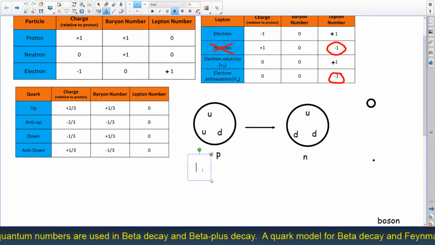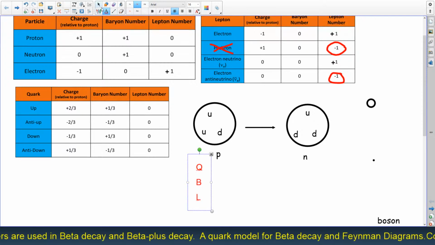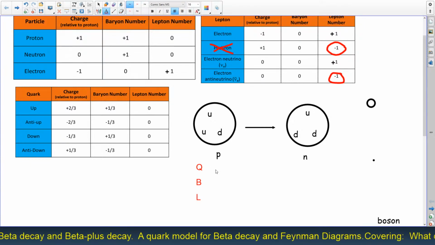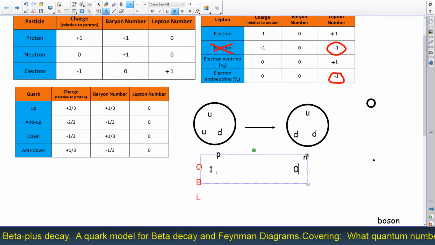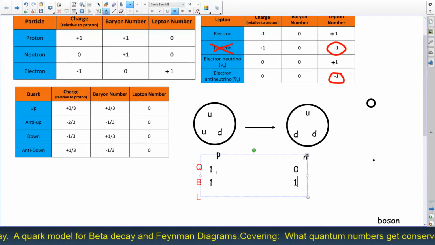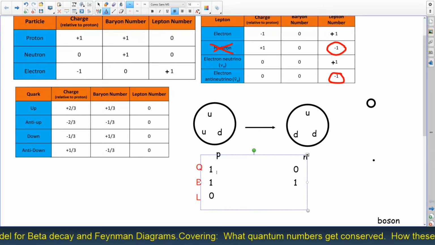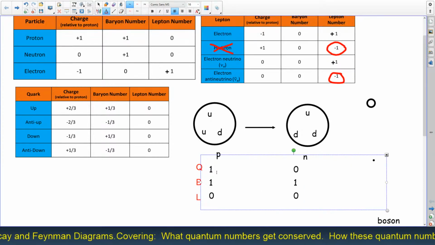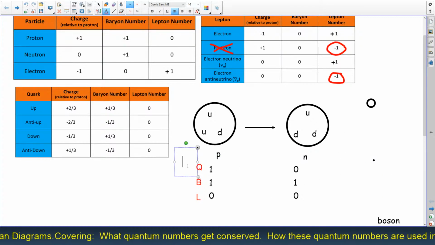And this will be our last thing. So Q, B, and L are what we want here. Our charge on our proton is, of course, +1, and our charge on our neutron is 0. So that's a problem. Baryon number is 1, and our neutron is 1. That's fine. Lepton number is 0, 0, and then the unknown particles. Okay, so our biggest problem here is we have a charge problem.